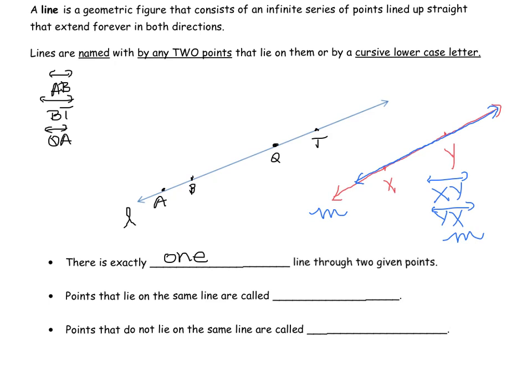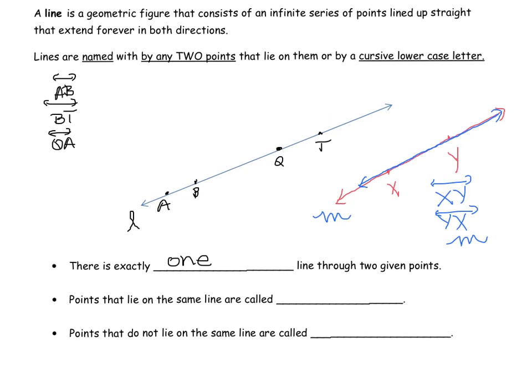And when we talk about points that lie on a particular line, we have a special name for them. Those points are called collinear. Co meaning the same, and linear, if you remember from Algebra 1, a linear function is represented by a line. So linear for line, collinear, they are on the same line. So in our examples above, points A, B, and Q are collinear. Points B, Q, and T are collinear. So A, B, Q, and T, in fact, are all collinear.